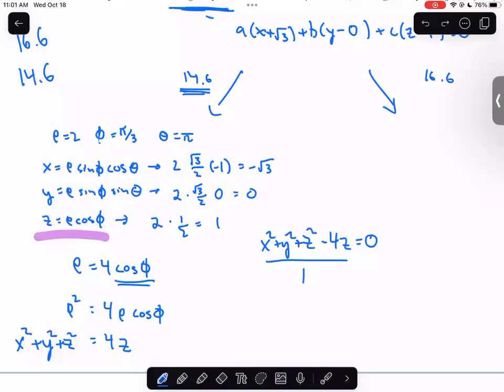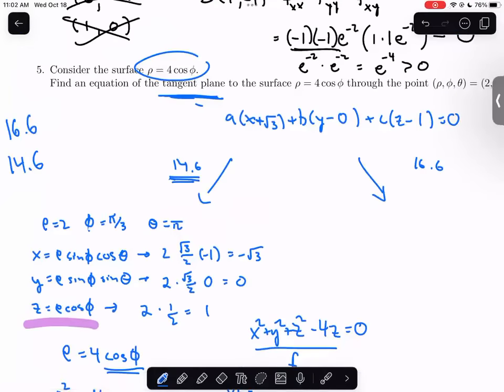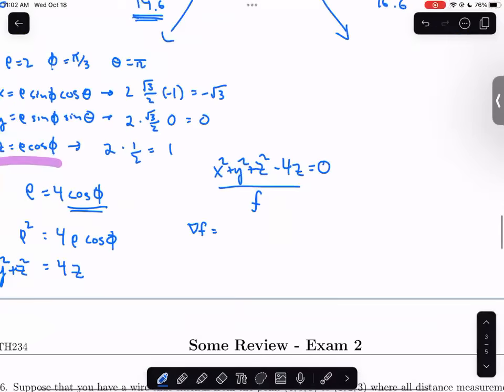Maybe I'll use lowercase f just because capital F recently we've been using a lot for vector fields. This isn't a vector field, it's just a scalar function. So I'll use little f. So now let's find a gradient. Gradients are supposed to be normal to our surface. So that's why I'm interested in this, because remember, we're looking for a normal vector here. So partial derivative with respect to x, partial derivative with respect to y, partial derivative with respect to z. This will give us normal vectors all around the surface.